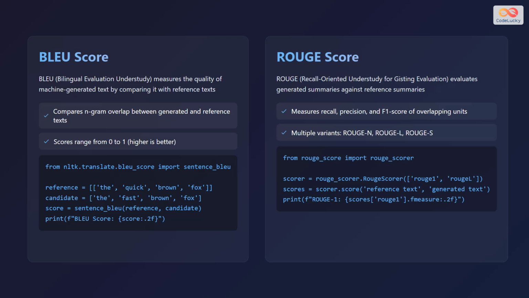Here's the example using ROUGE score. From rouge_score, import rouge_scorer. Set the scorer to RougeScorer with rouge1 and rougeL as arguments. Calculate the scores using the score function with reference text and generated text as arguments. Finally, print the ROUGE-1 F measure, formatted to 2 decimal places.